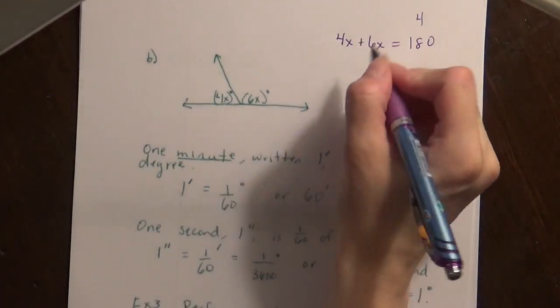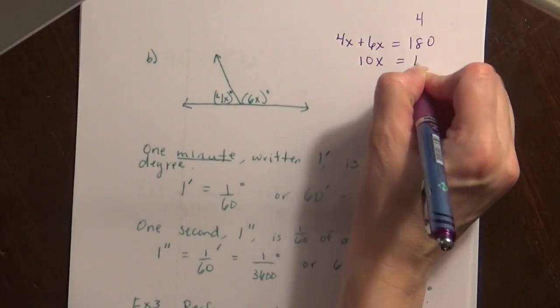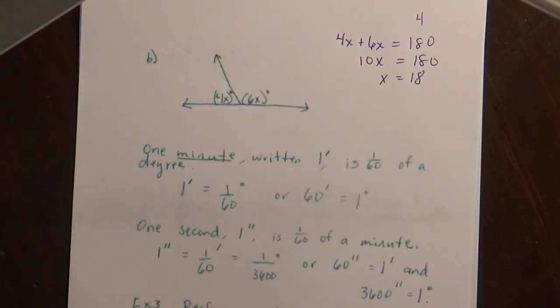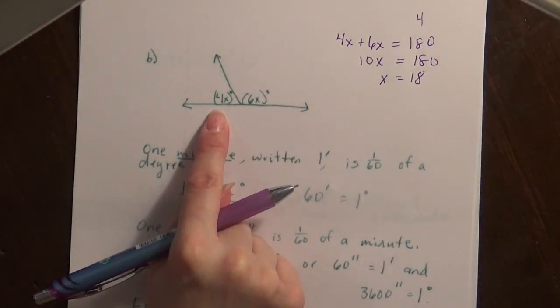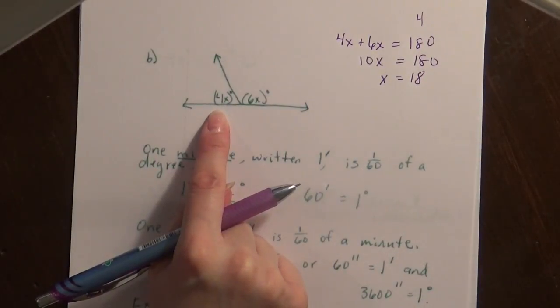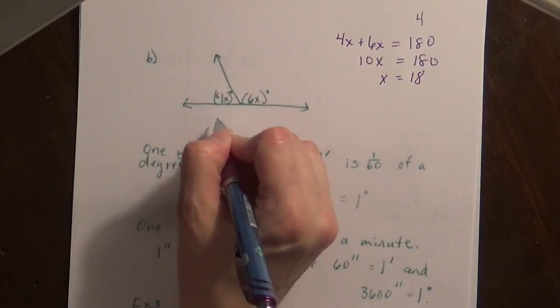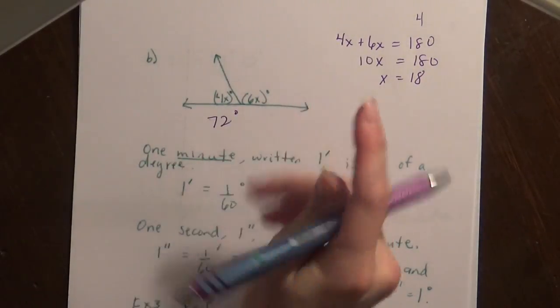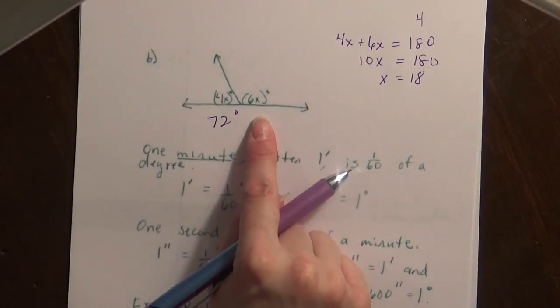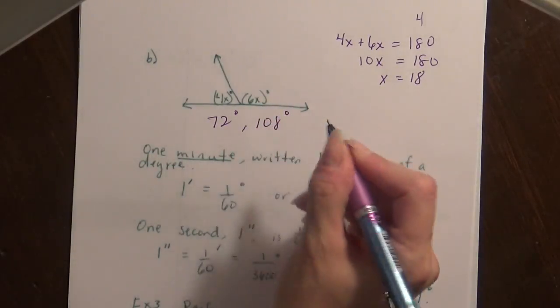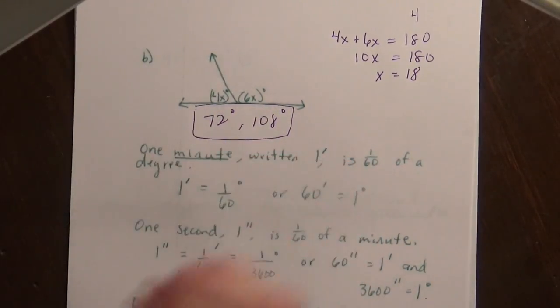We can add these. That gives me 10x equals 180. Divide both sides by 10. I get x equals 18. So my first angle is going to be 4 times 18. How much is 4 times 18? That gives me 72 degrees for the first one. And then my second one is going to be 6 times 18. So that's 108 degrees. So 72 degrees and 108 degrees, and of course these should be adding together to give us 180, and they do.